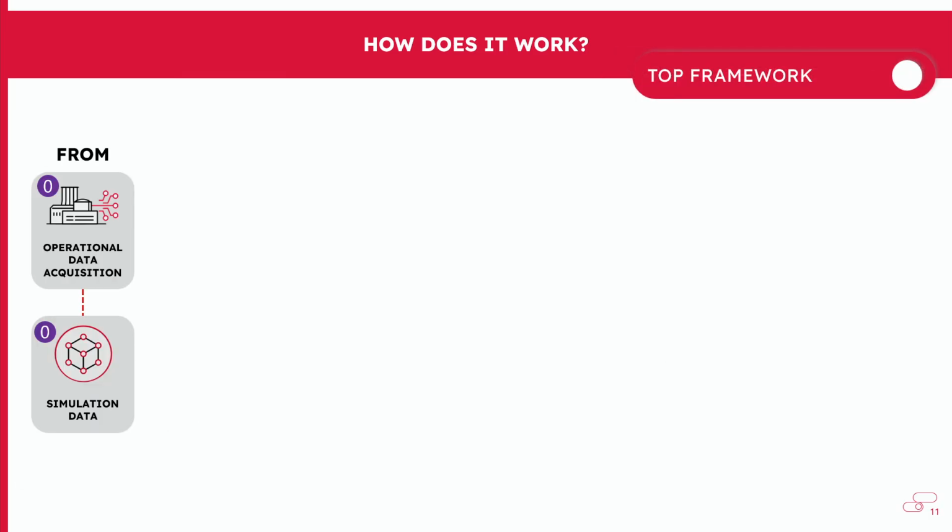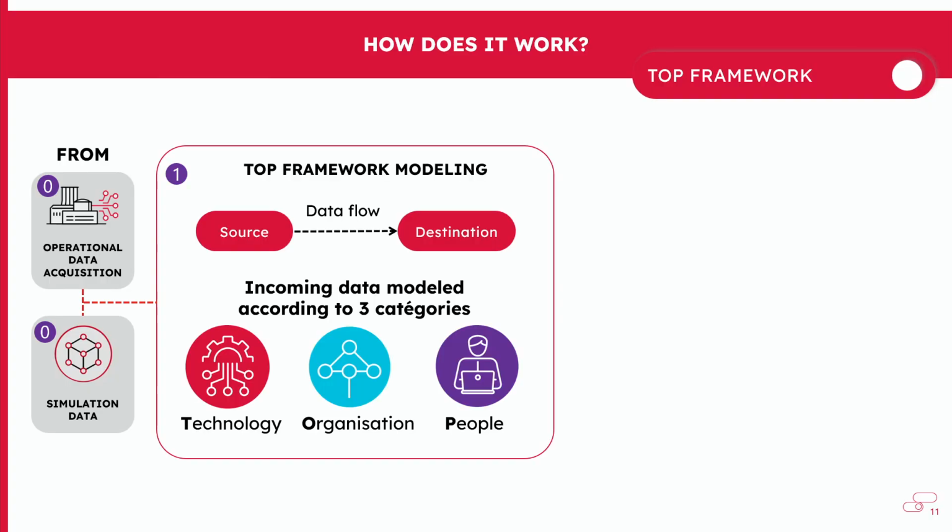Let's talk about it a little bit more further. So this TOP framework allows us to really model all the dimensions in this information system, either technology, or organization, or people, into an element called source and an element called destination, and we're going to have an arrow for the data coming from one to the other.